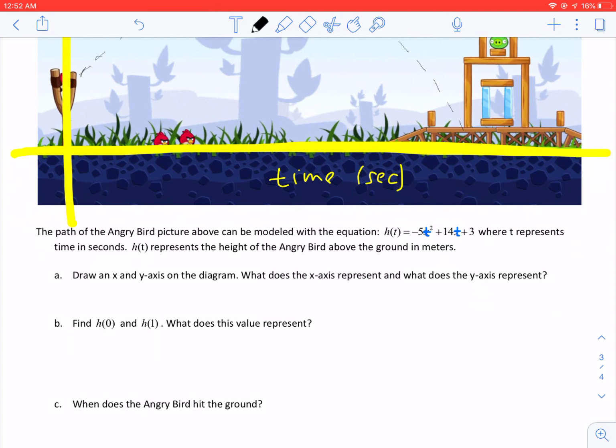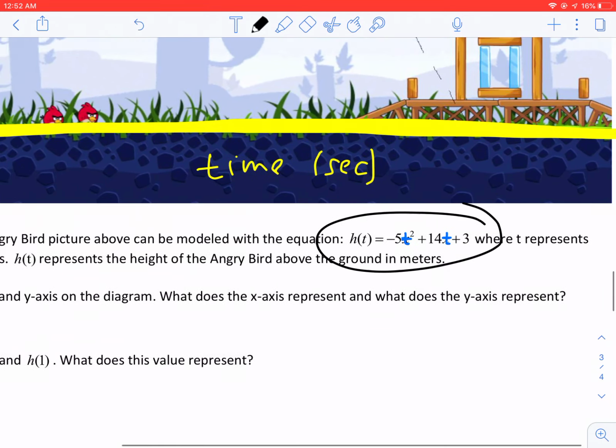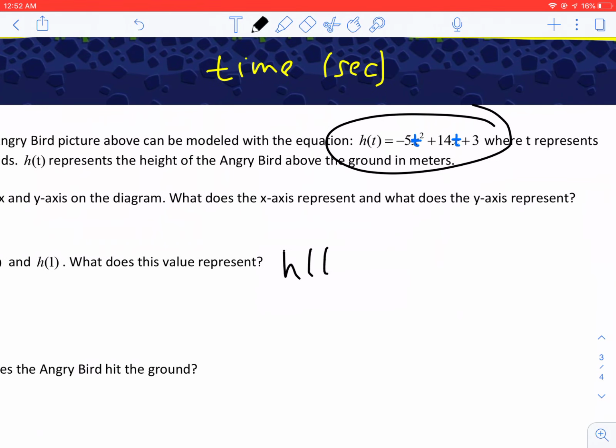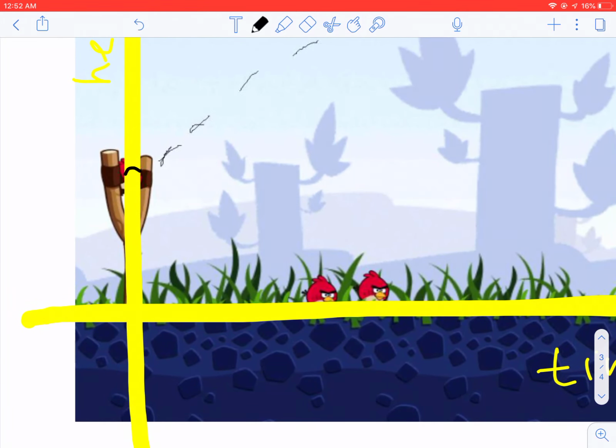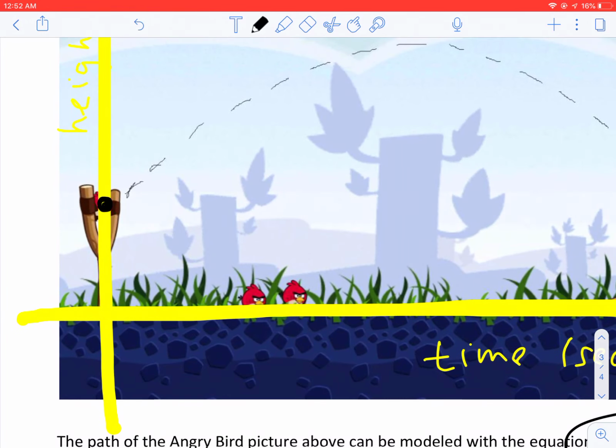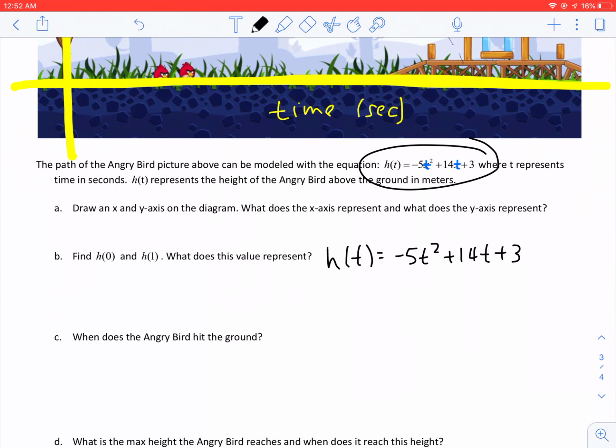So find h of 0 and h of 1. What do these values represent? Again, we're just going to plug these into our equation over here. H of t equals -5t squared plus 14t plus 3. So when you plug in a 0, that's going to give you this coordinate right over there. When we plug in a 1, that'll be after 1 second. We don't know where that is quite yet because I don't know the scaling. But after 1 second, it's going to be at whatever height, etc.